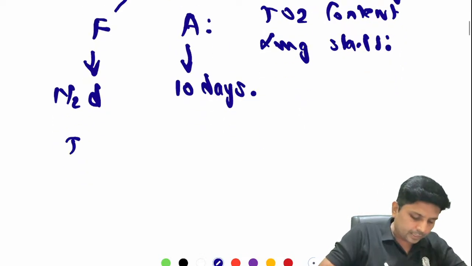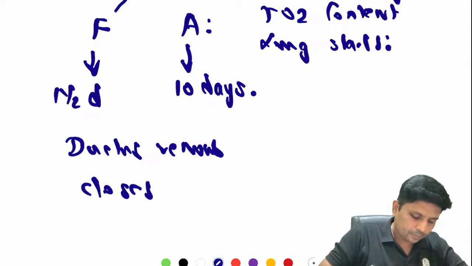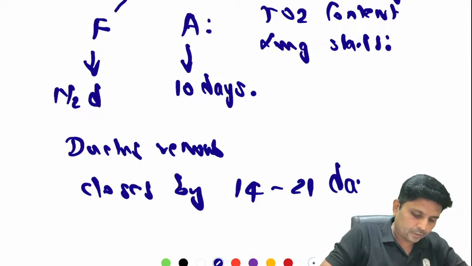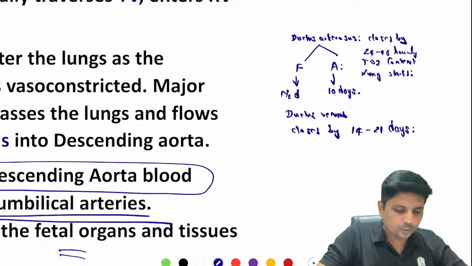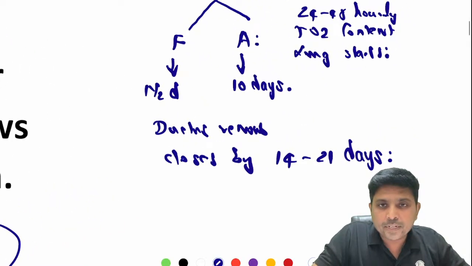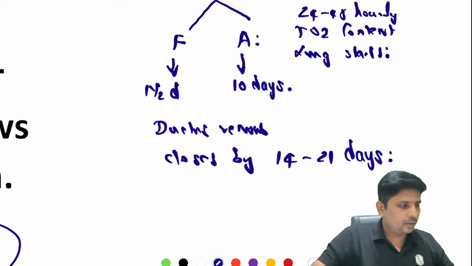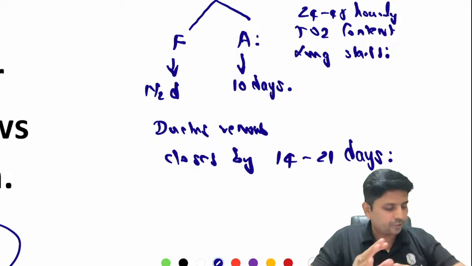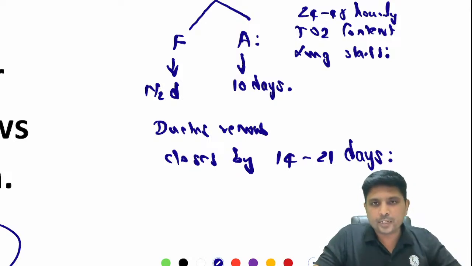And then the ductus venosus closes by 14 to 21 days. So this is all about fetal circulation. A small revision. I think you will tolerate this small revision. Let me see how much time I am going to take for this small revision on fetal circulation.